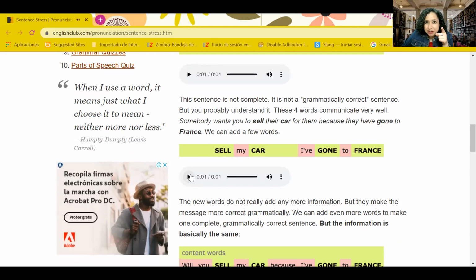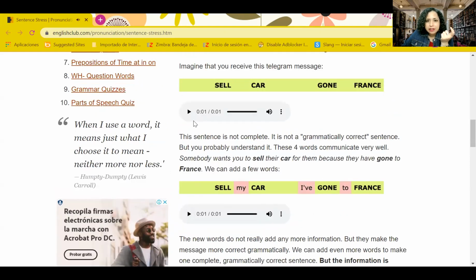Did you listen to the difference into the stress? Let me play it again. Sell my car, I've gone to France. Sell my car, I've gone to France. Can you hear that when you pronounce my, of, to? There's no stress into it. Sell my car, I've gone to France. Sell my car, I've gone to France.